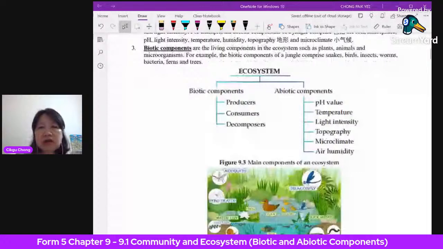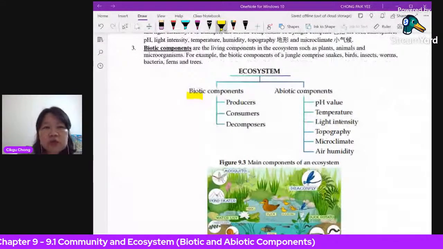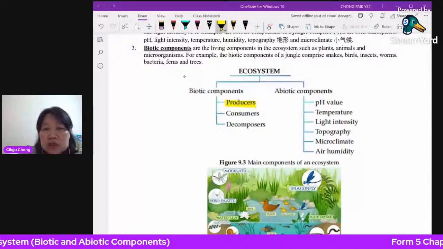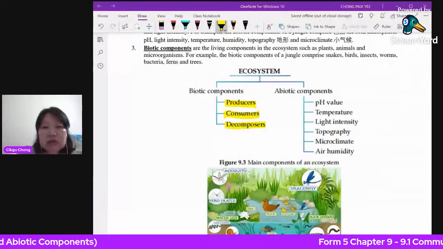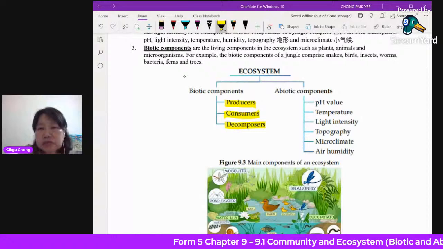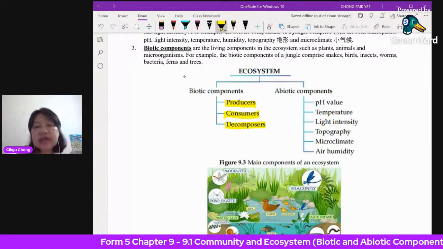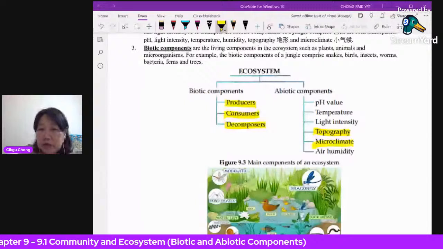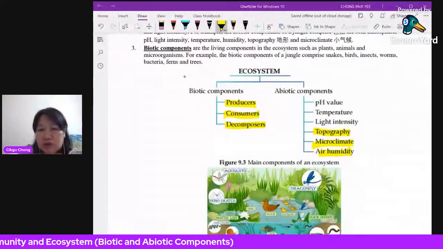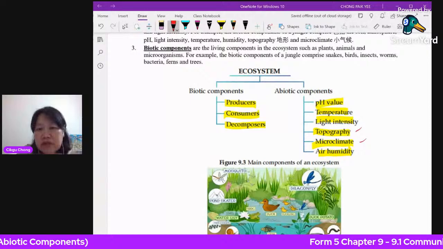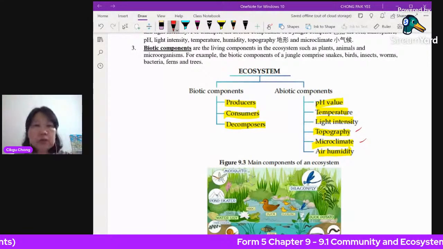Ecosystem, biotic. You have their role, their niche. Some of them are producers, some are consumers, some are decomposers. And then the abiotic components will be the pH value, the temperature, light, topography, microclimate, air humidity. Maybe these two words are new for you, topography and microclimate, so we will look at them afterwards.